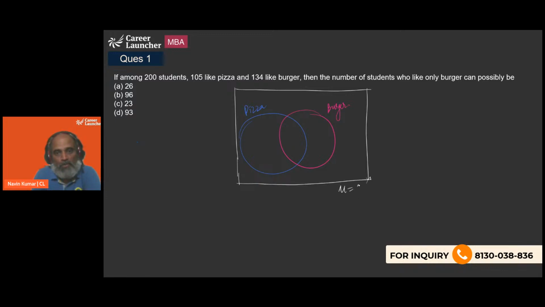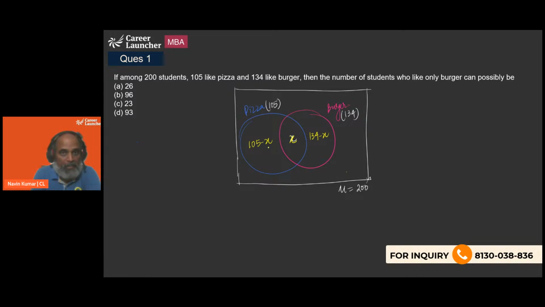So we have overall 200 students. So here the union set or universe of set theory is going to be 200. Basically, it means the number of students inside should be 200. Out of which 105 should be within the blue circle and 134 should be within the pink circle. Now, the number of students who like only burger can possibly be. So what we can do is take the middle one, the common region, to be x. So this is going to be 105 minus x. This is going to be 134 minus x. And the sum of all the four regions is supposed to be 200.